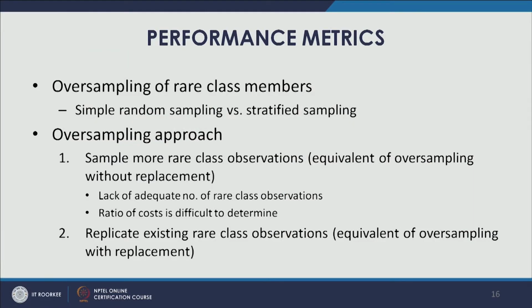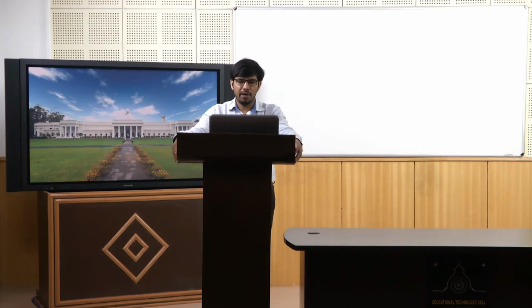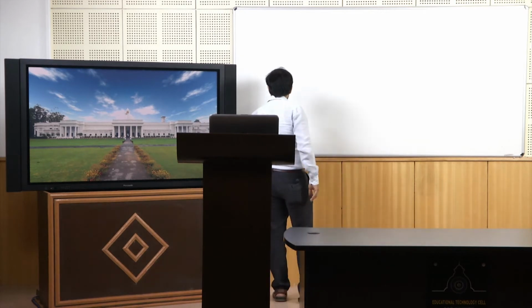We talked about two oversampling approaches: one being that we can sample more rare class observations, and the second being that we replicate existing rare class observations. We focused more on sampling more rare class observations, which is equivalent to oversampling without replacement. Let us also understand a few more situations using some graphs.